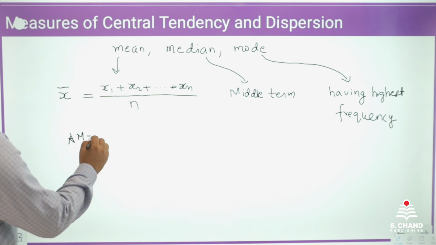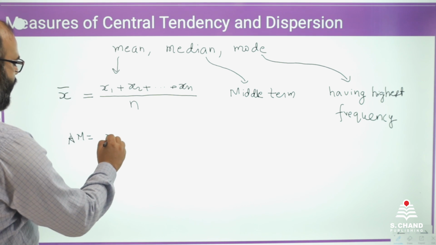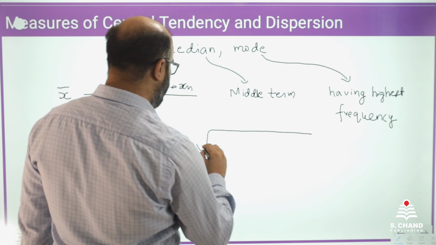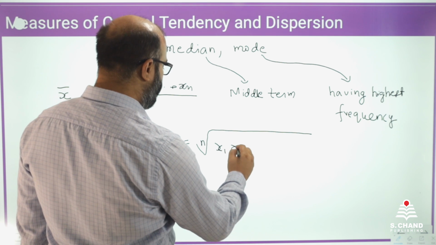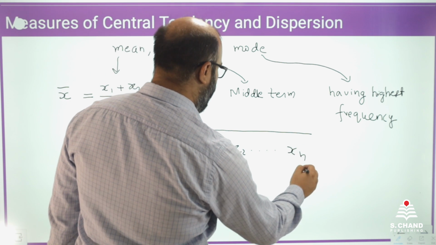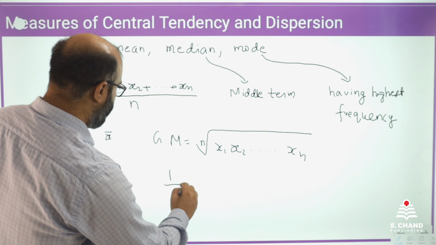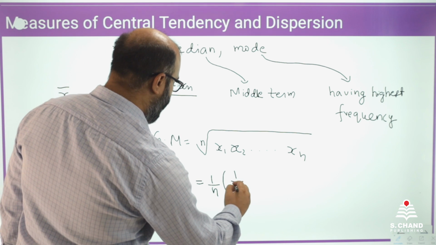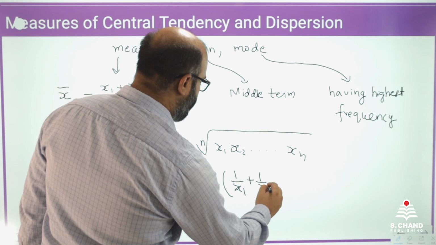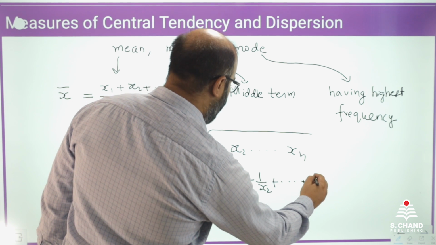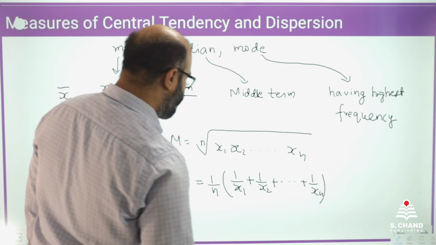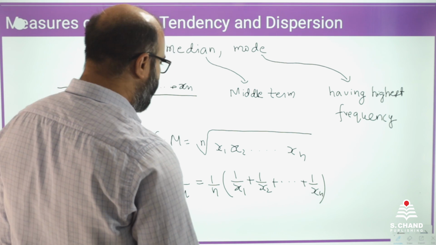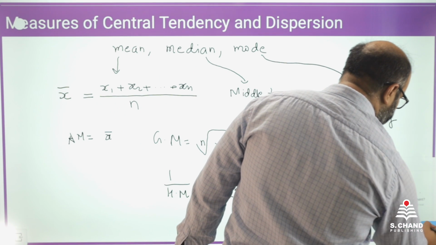So arithmetic mean is the same as x bar, and geometric mean is actually the nth root of x1, x2, dot dot dot xn. And then we have harmonic mean, which is 1 by HM is equal to 1 by n, times 1 by x1 plus 1 by x2, so on till 1 by xn. So these are the few terms which we have to know here. Further, we have few other terms.